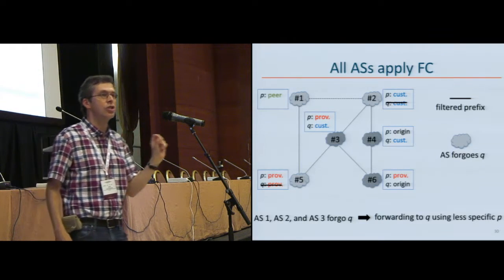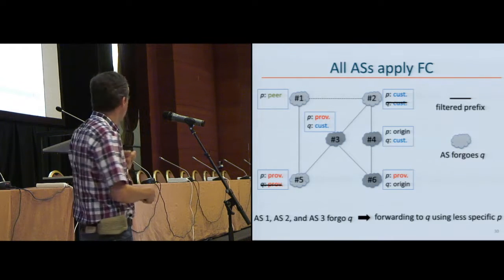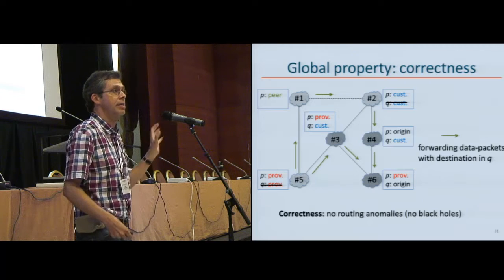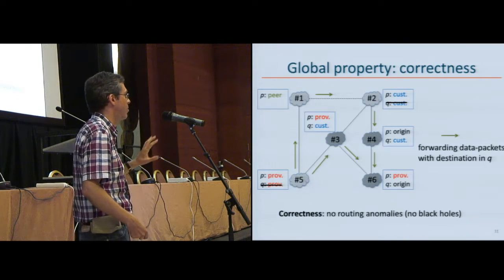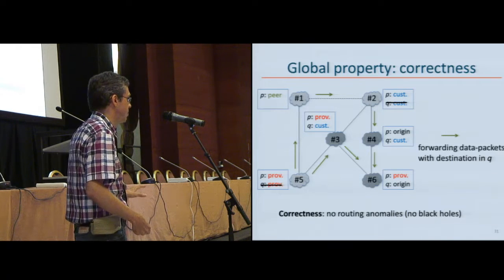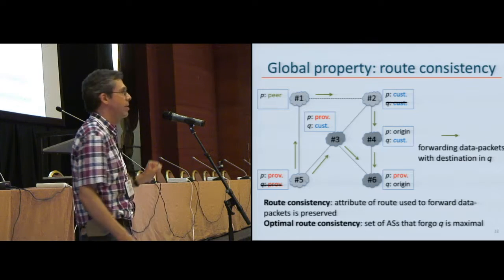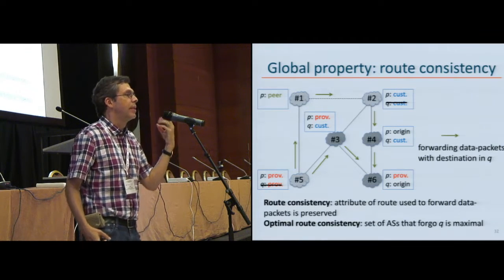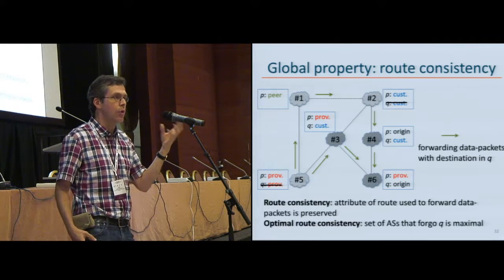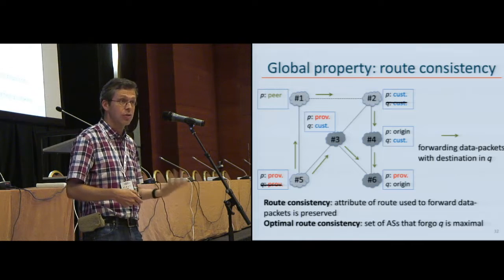I'd like to call your attention to two global properties of this final state. The first one is correctness. I mean, no packets are lost. There are no routing anomalies. Packets are not black holed or trapped in a loop. The second property is route consistency. The attribute of the route used to forward data packets is preserved after filtering. Such a state is called route consistent.